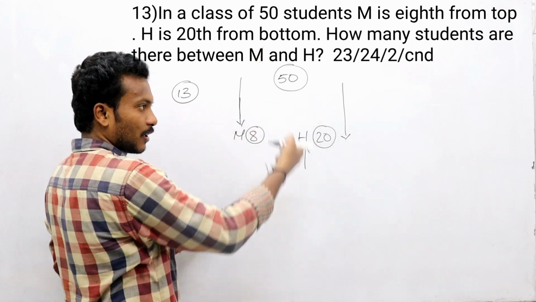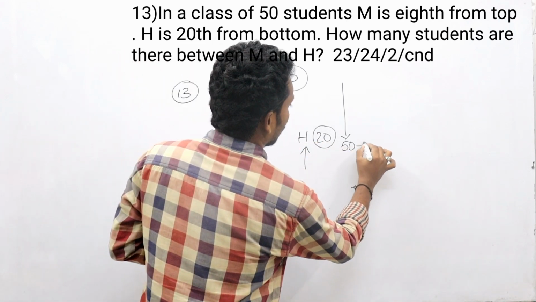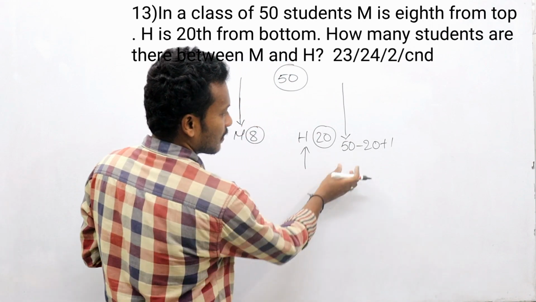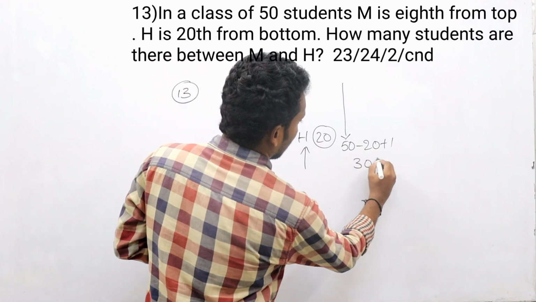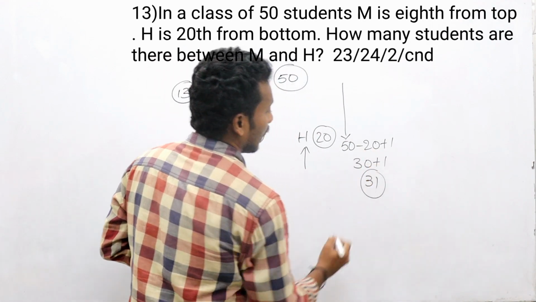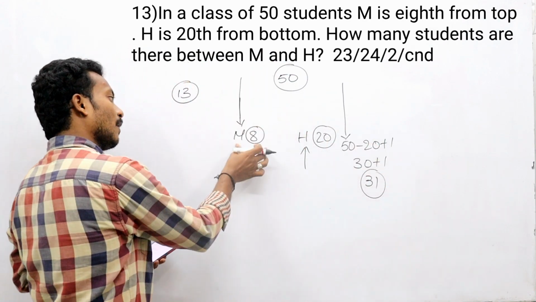What is the position of H from the top? 50 minus 20, that is 30. 30 plus 1, that is 31. From the top H is 31. From the top M is 8.